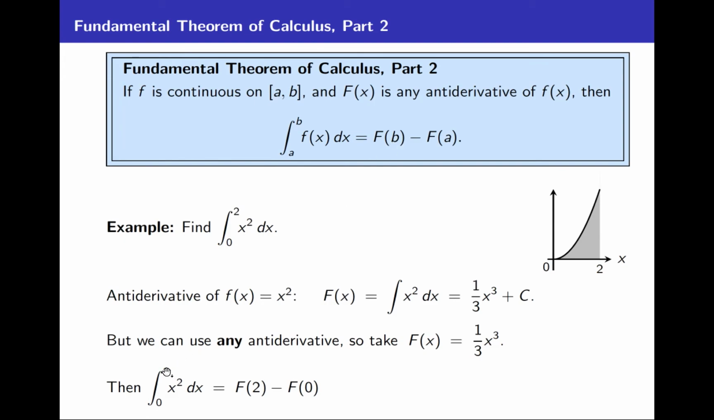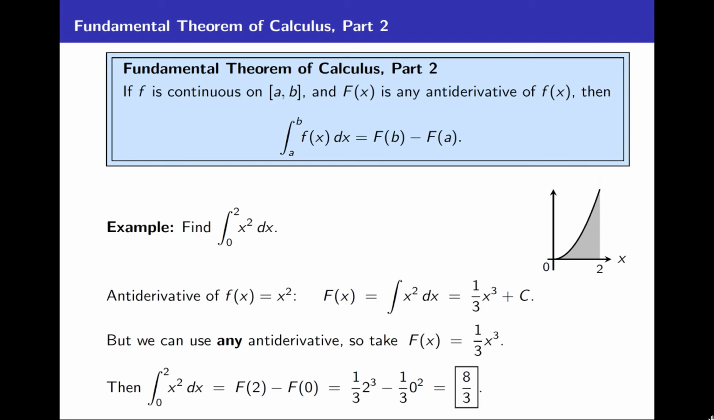The integral from 0 to 2 of x squared dx equals big F of 2 minus big F of 0. The 2 is the b, the 0 is the a. So then we just have to plug these two numbers, 2 and 0, into our big F and do the subtraction. Well, big F of 2 is 1/3 2 cubed, and big F of 0 is 1/3 0 cubed. So we just do that math and we get an answer of 8/3. Just as we did before when we were talking about area, but it's so much simpler with the Fundamental Theorem of Calculus, Part 2.